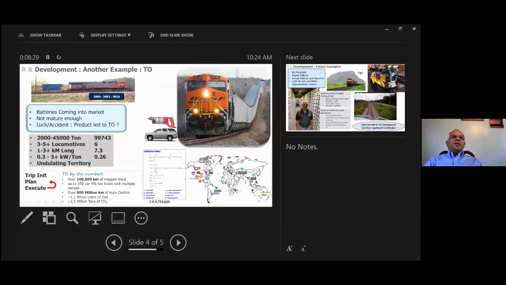So we built a locomotive. This is a battery attached to it, ran it up and down the track. So this was my project. And we got funding from the Department of Energy to do this.